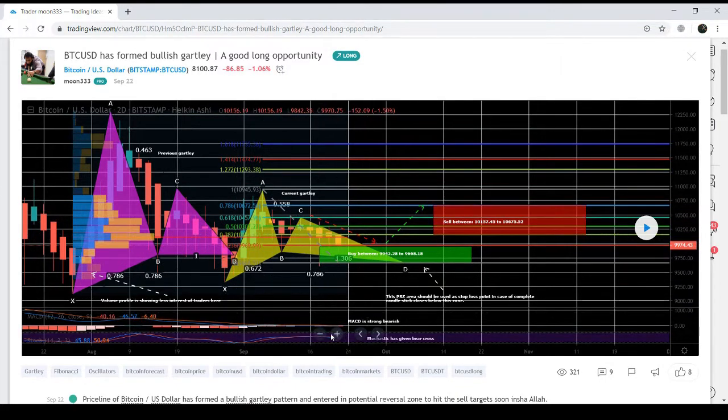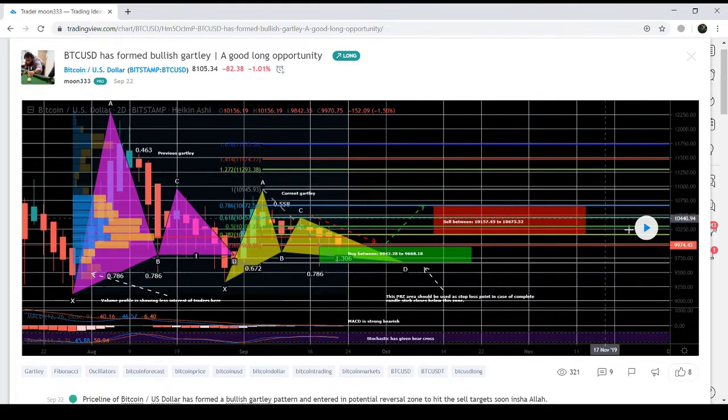The MACD was strong bearish and the stochastic was also in bear cross. Therefore I suggested that unless the MACD gives us weak bearish signals or the stochastic gives us a bull cross, we shouldn't enter the trade. I also suggested that this PRZ area, or potential reversal zone area, should be our stop loss point in case a complete candlestick closes below this potential reversal zone. Otherwise, the price action can form a bullish butterfly pattern on the 4-day chart.